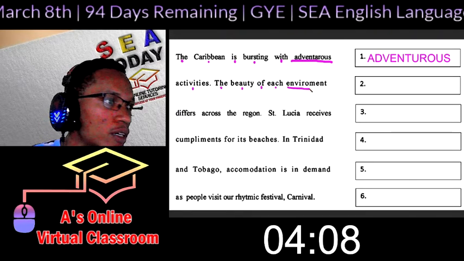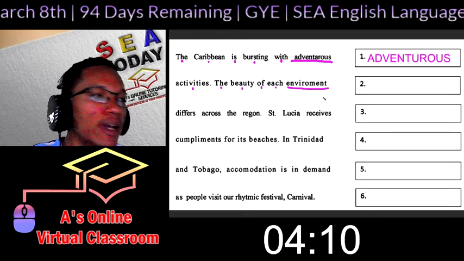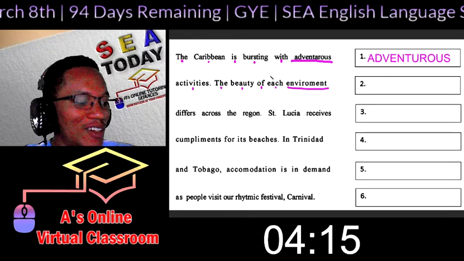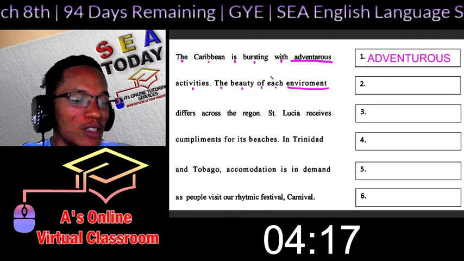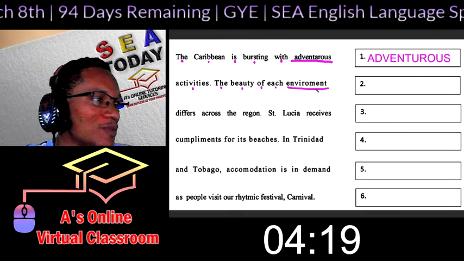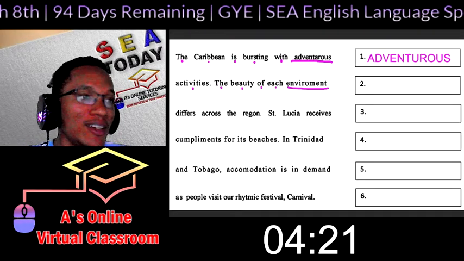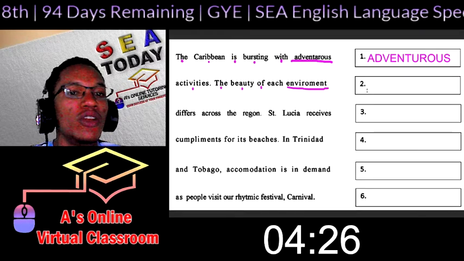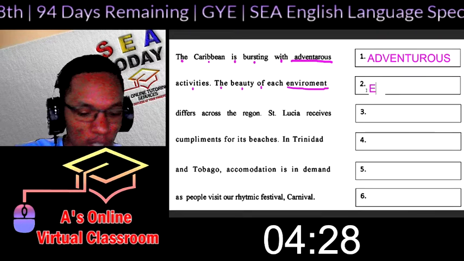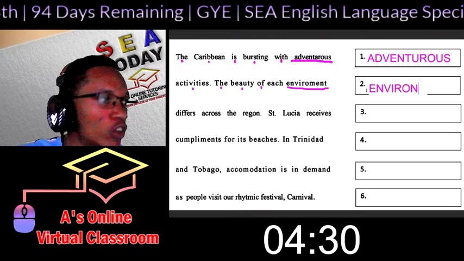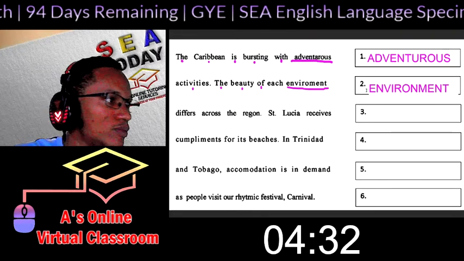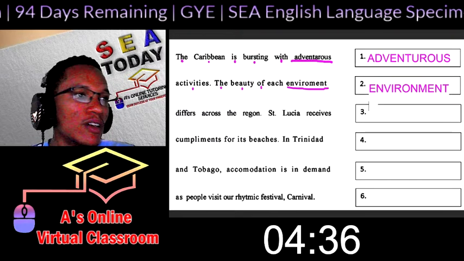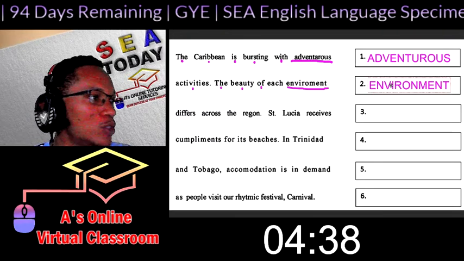This word here, environment, that's how we like to pronounce it. For those of us in the Caribbean, the correct pronunciation of the word is actually environment. It's not environment like most people pronounce it.